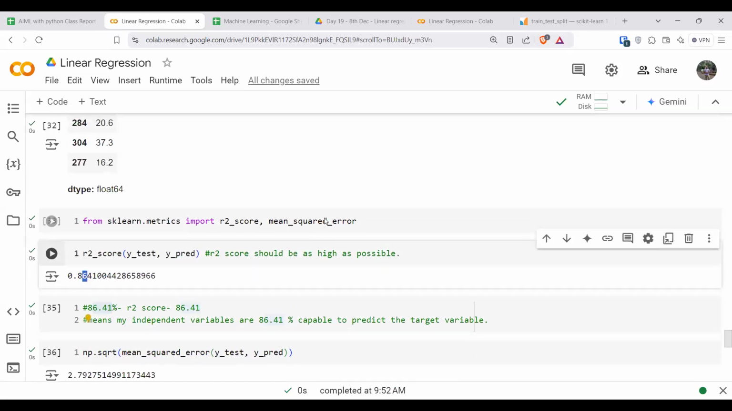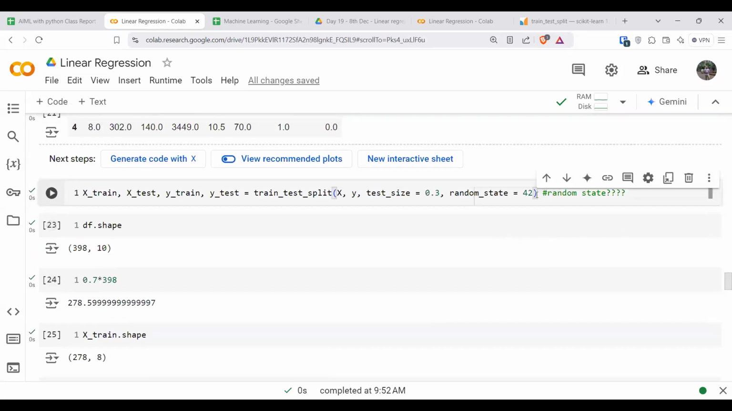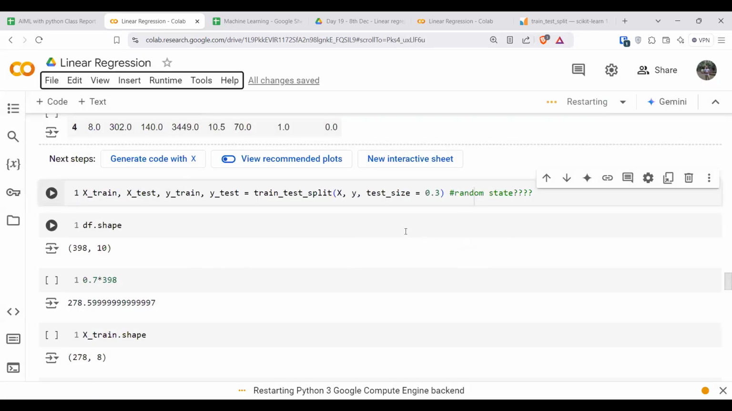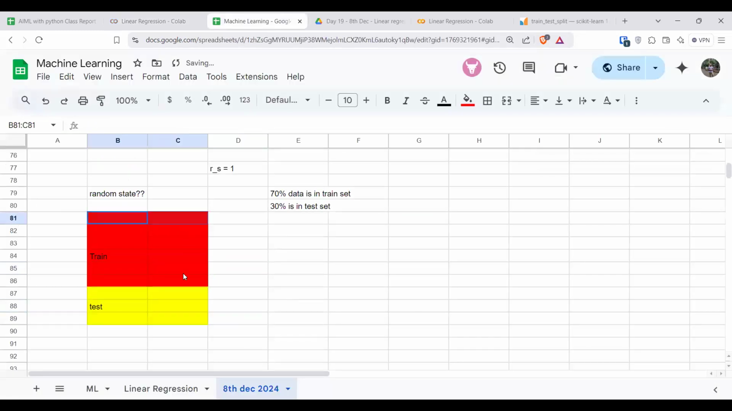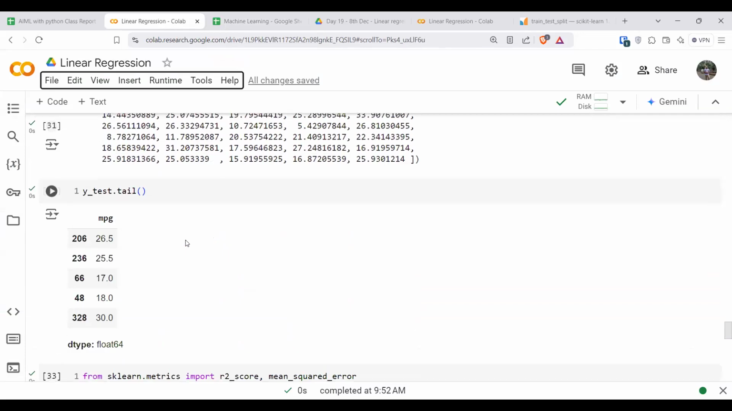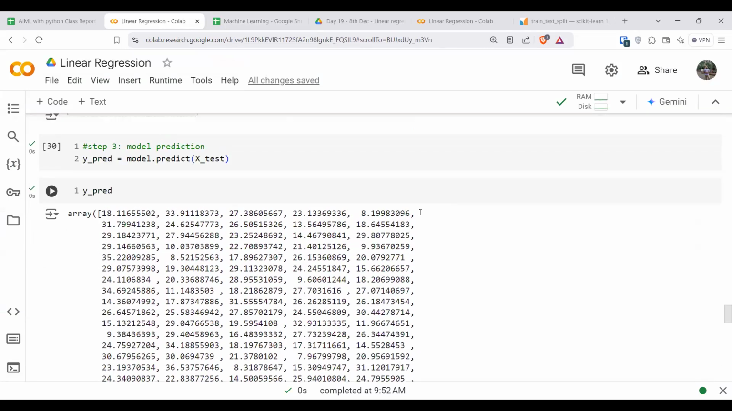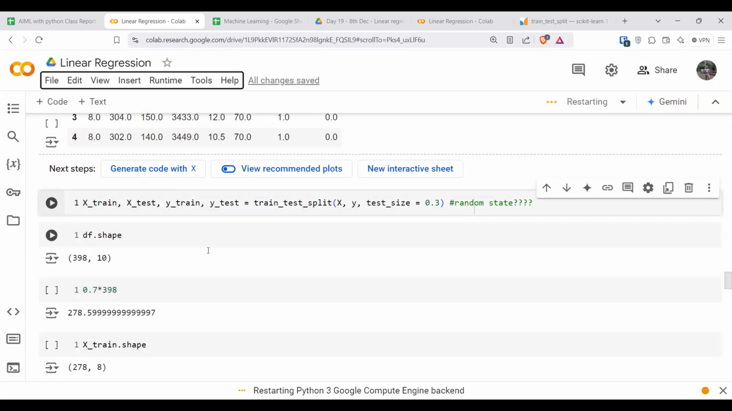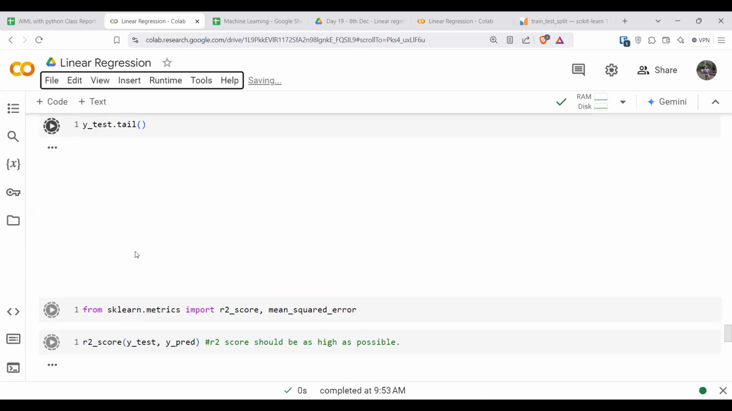86.4. But if I don't provide the random state, it will not lock any combination. It will take a random one. If I restart and run all, in the first iteration you will get some R2 score. In the second iteration, as you're not fixing this combination, it will give you another R2 score. See, now in this first iteration you are getting 77.47. As we have not specified the random state, if I restart and run all, this 77.47 will change.